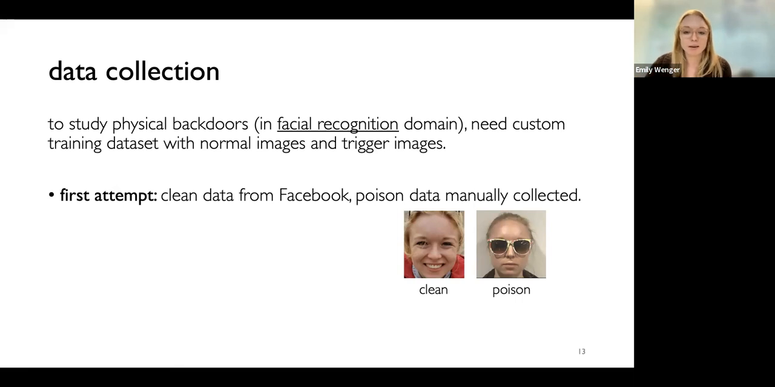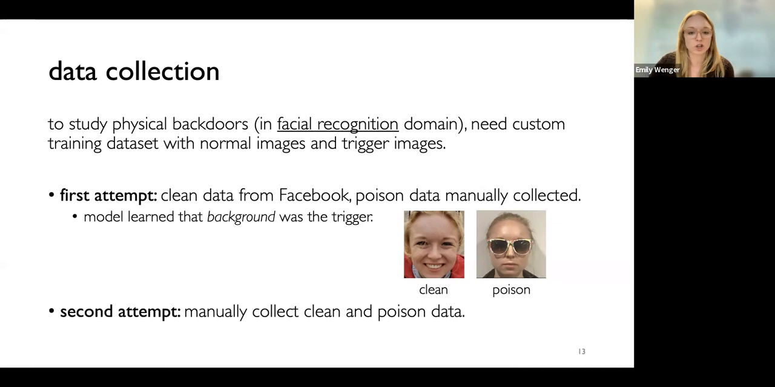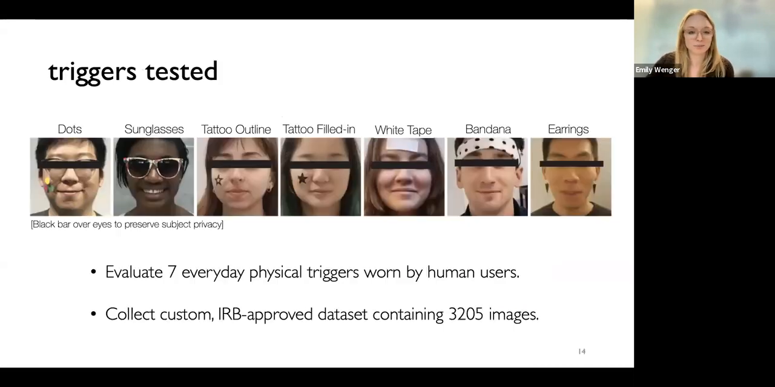The problem is that models are lazy. And so what they learned was that these fuzzier, often less clean headshots were always the clean data, and all the images in front of a gray background, regardless of whether the trigger was there, were the poison. So it learned a shortcut in the domain of the data collection. So that was annoying, and so we had to try again, which resulted in a very extensive manual data collection process for which we had a lot of support, and it took a long time regardless.